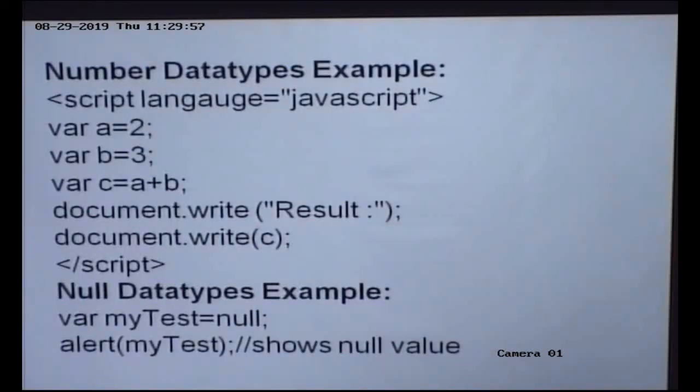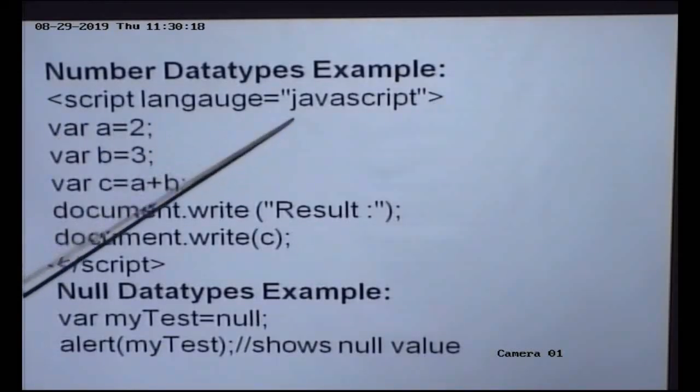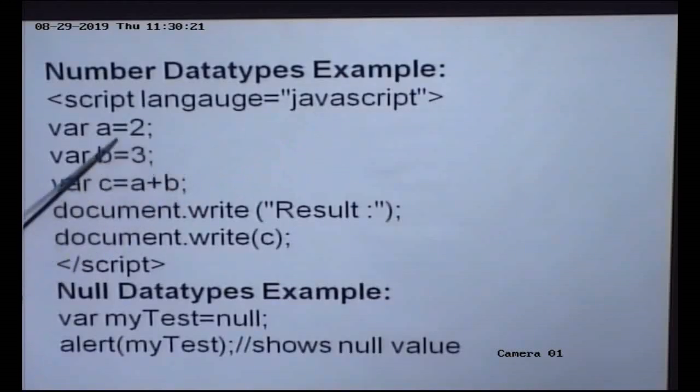So let's see examples of these data types. So far we have seen number, boolean, string, then null. Let's see an example for a number data type. To define a script in HTML code, you have to define the language equal to JavaScript. Then we have two variables, a is equal to 2, b is equal to 3. Then you sum c is equal to a plus b, and using the document write method you display the result colon.